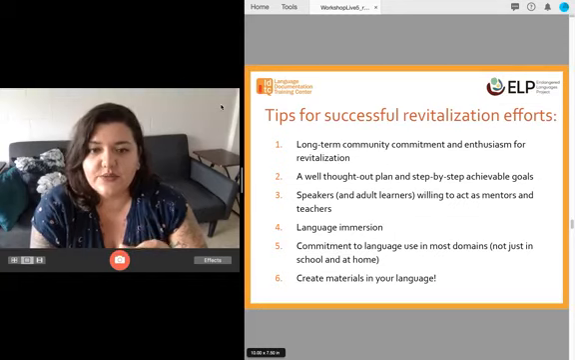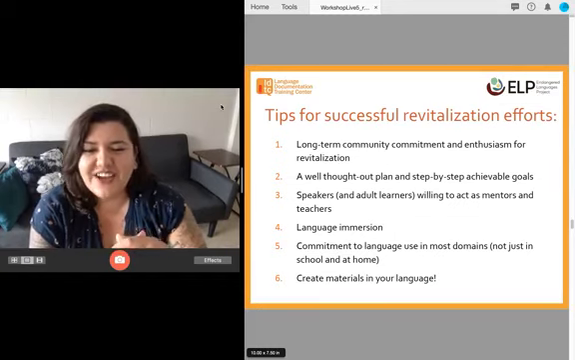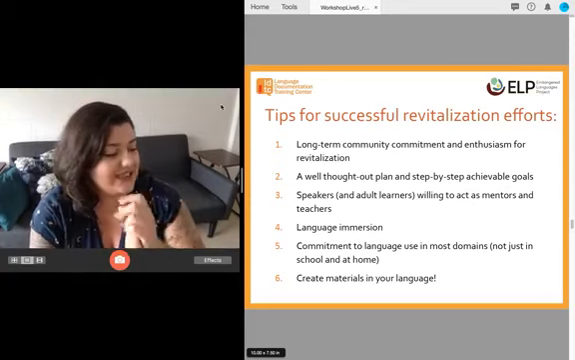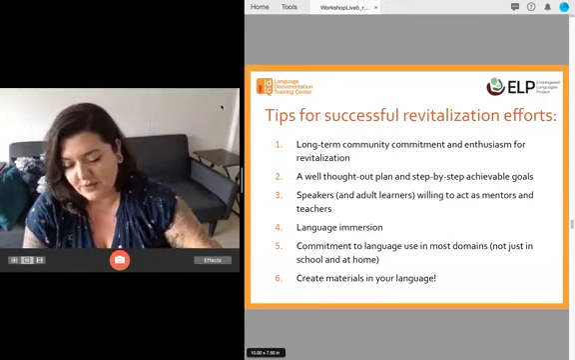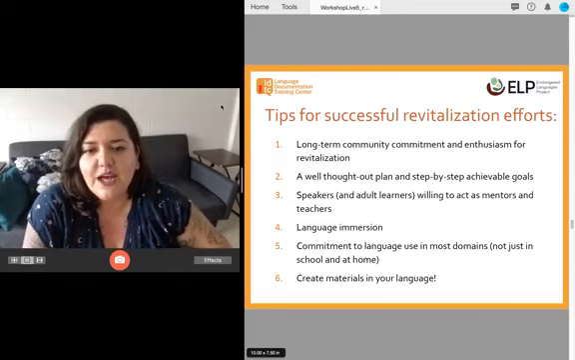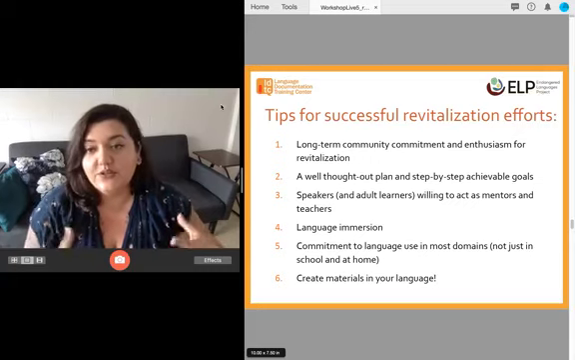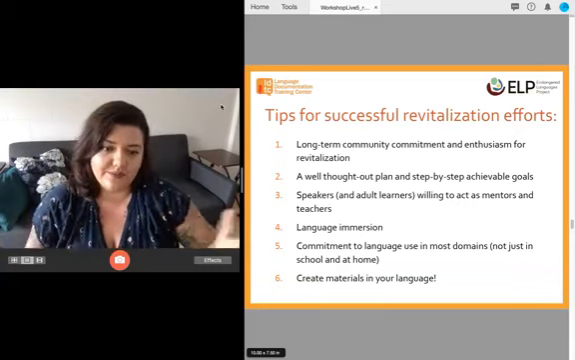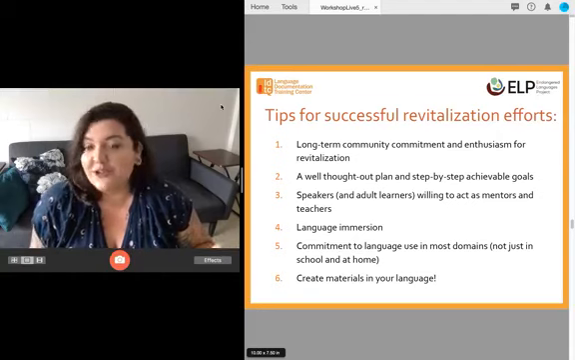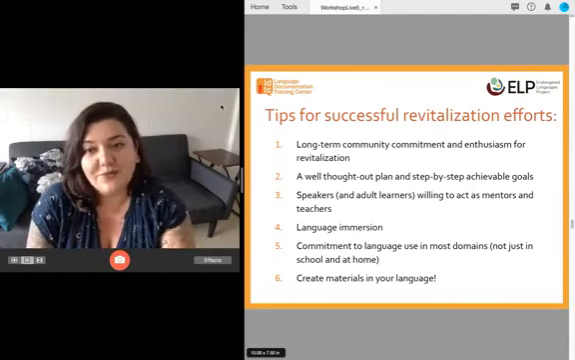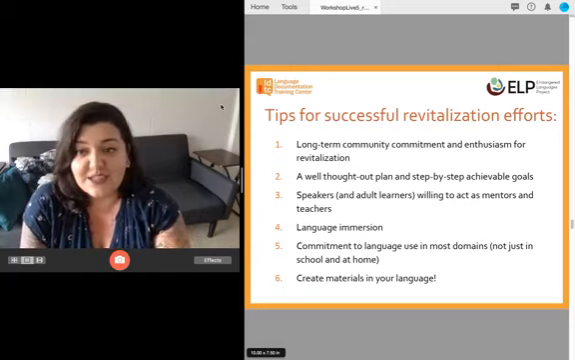Create materials in your language. That's the next step in what we'll be talking about for the rest of the presentation. I think we're still on time. So you want to create materials in your language. That's going to be a great way to involve people in language revitalization, to build your kind of canon of literature and materials that you can use to teach, and is a fun way to engage in language revitalization and an essential one.